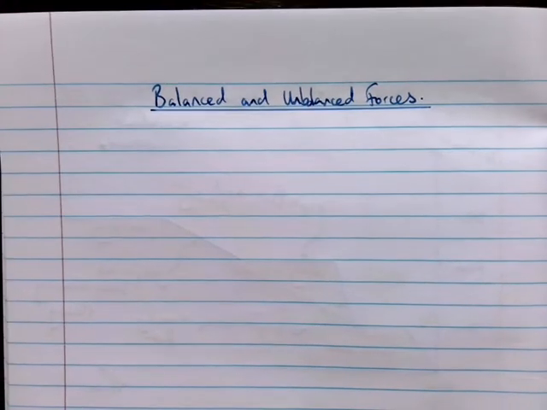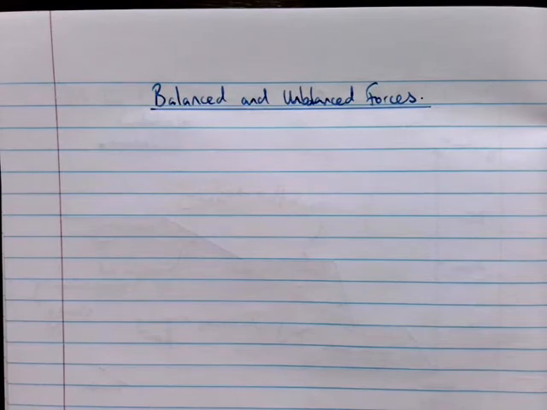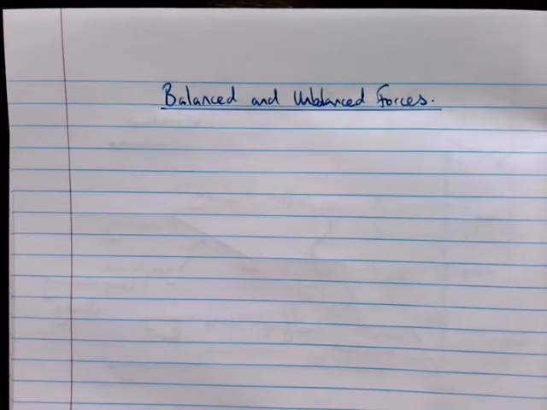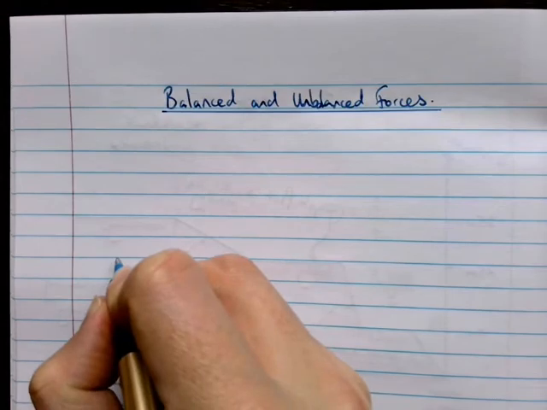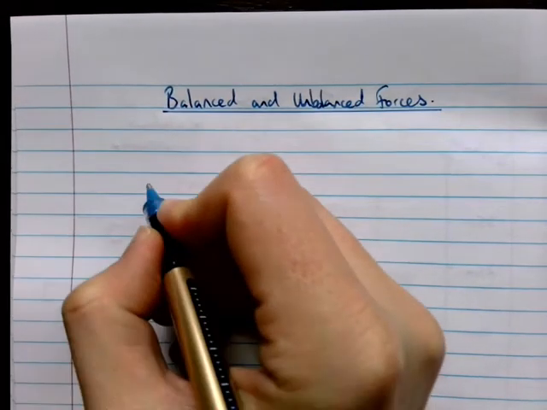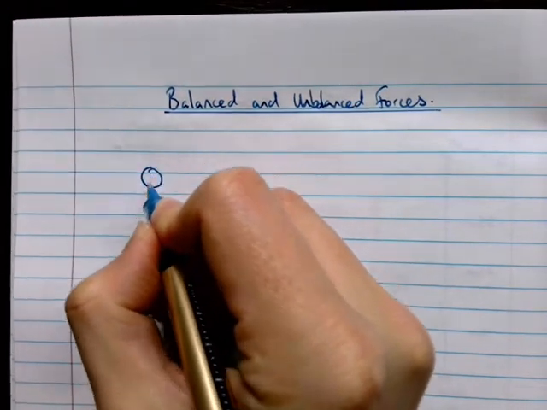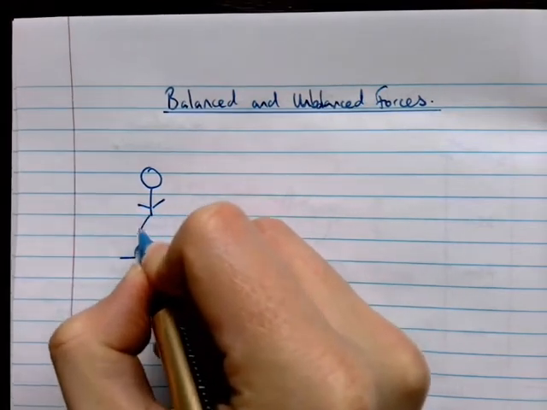This week we're going to move on from thinking about how fast things move and how far they move to the forces that are involved in causing them to move. So we're going to be talking about balanced and unbalanced forces and how these relate to the movement of objects. We'll start with a simple example. Let's imagine that you are stood on the ground like this.